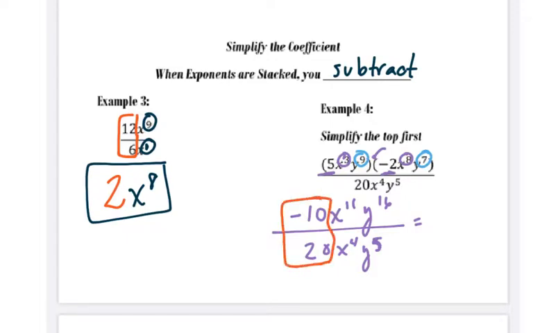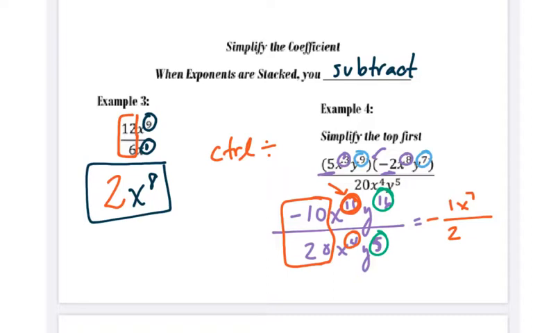Coefficient, you can use control, divide, if you need to. Control, divide, it's kind of ugly. Okay, so control, divide, negative 10 over 20 is the number negative 1 over 2. When exponents are stacked, you subtract 11 minus 4 is 7. We put it where there were more x's. There's more x's on the top, so we put that x to the 7th on the top. These y's are stacked, so we subtract 16 minus 5 is the number 11. There were more exponents on the top, so the y to the 11th goes to the top. Very easy.